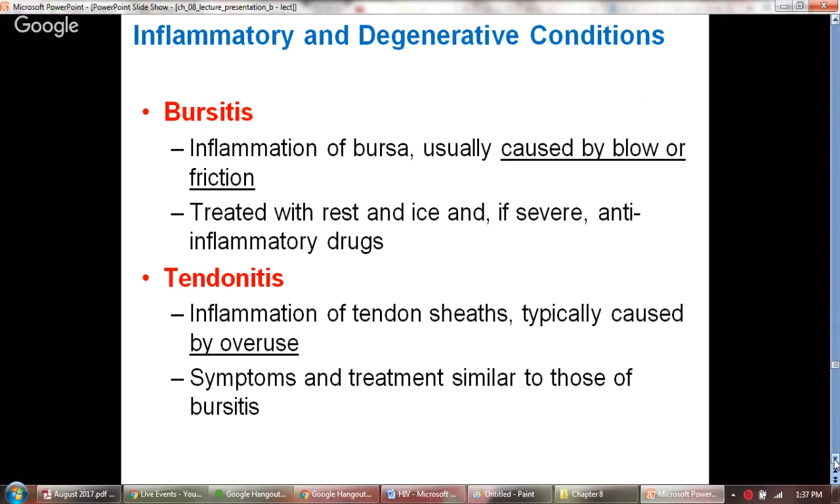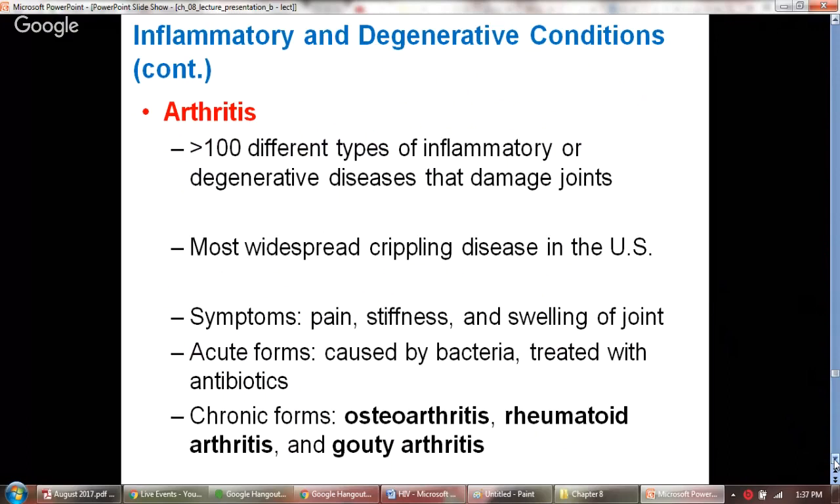In addition, you can have conditions with associated structures of the joint, which are bursitis and tendinitis. Itis involves inflammation. Bursitis is the inflammation of the bursae, which is usually caused by blow or friction. Treatments include resting and applying ice, and if it's severe, you can use anti-inflammatory drugs. In tendinitis, inflammation of the tendon sheaths is typically caused by overuse, and symptoms and treatment are similar to those of bursitis.